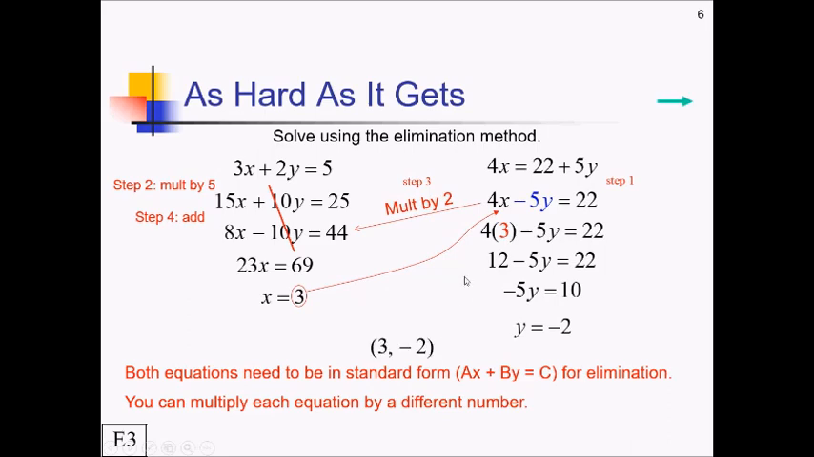So just to recap, make sure you have equations in standard form. Feel free to multiply by a different number. Add those opposite-like terms to get them canceled out. Solve for a variable, plug it in to get the other variable.